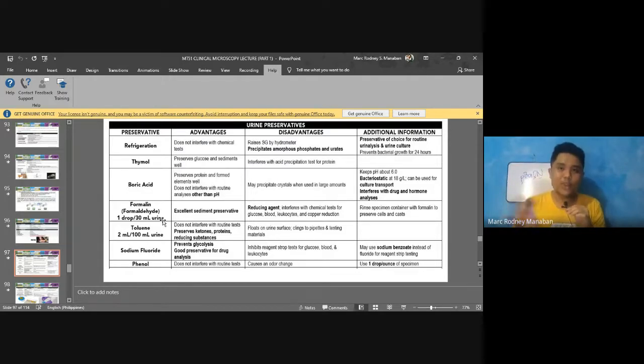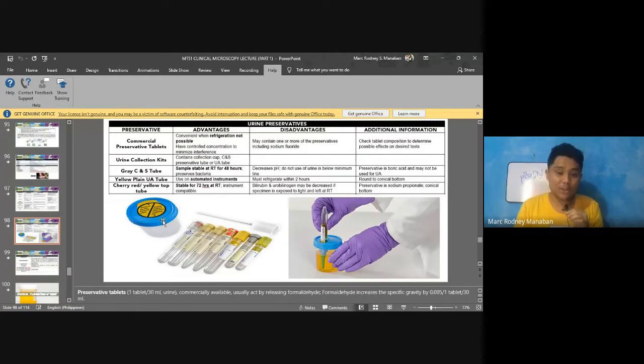Okay? So if it interferes with drug analysis, which preservative is that? Boric acid. But the best for preservation for drug analysis is sodium fluoride. Okay? All right. Next, of course, you have the commercial preservatives, no?